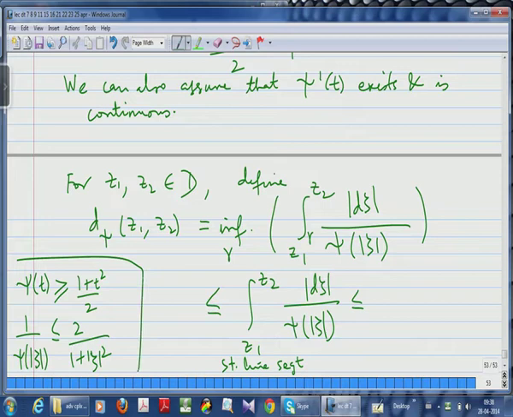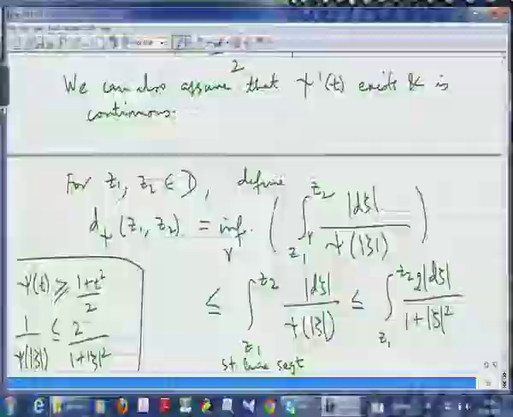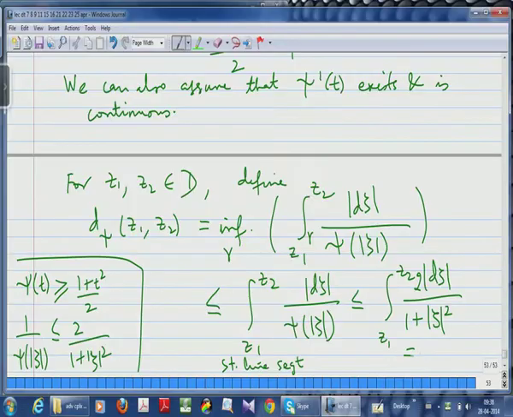You have this, alright. So this is bounded by the integral from Z1 to Z2 of 2 mod d zeta by 1 plus mod zeta the whole squared, okay. But what is this? This is actually the spherical length from Z1 to Z2. So this is just d spherical of Z1 comma Z2. So what you have proved is that d sub psi is a metric which is bounded above by the spherical metric, okay.